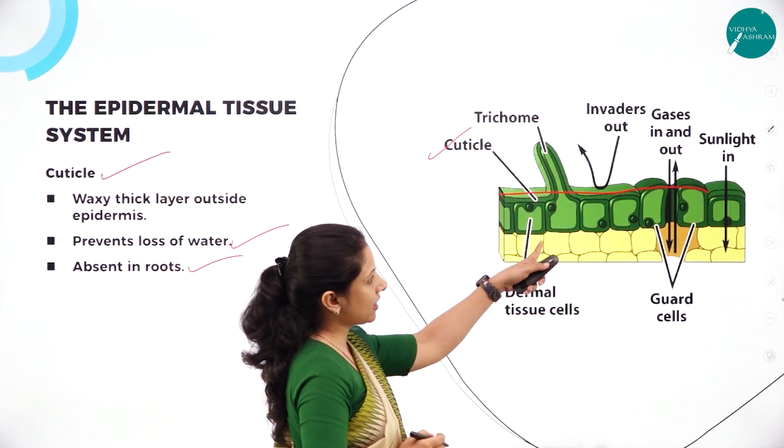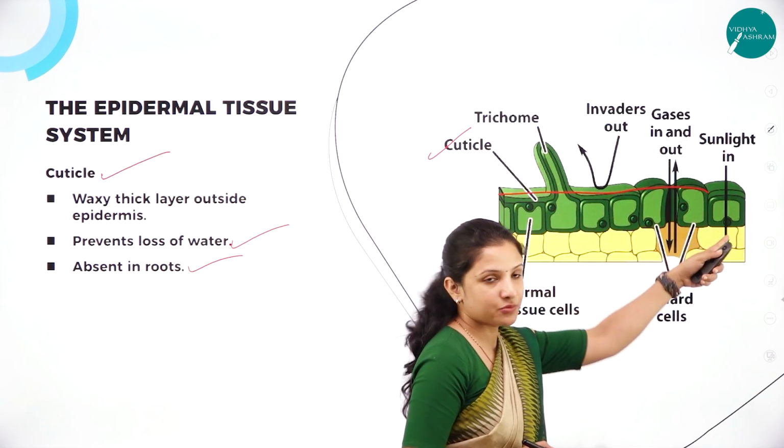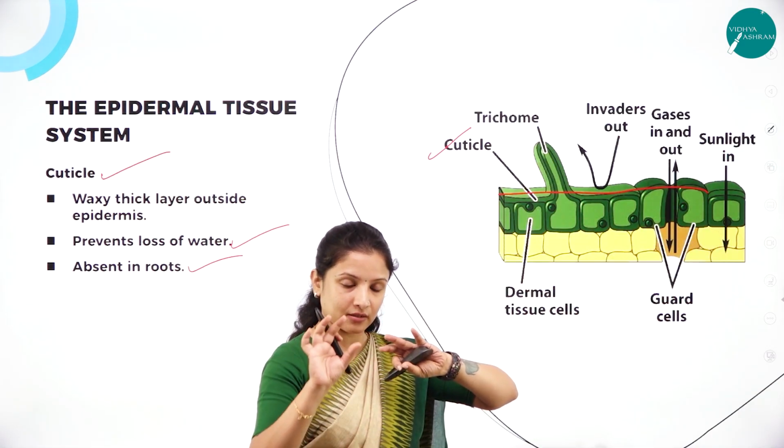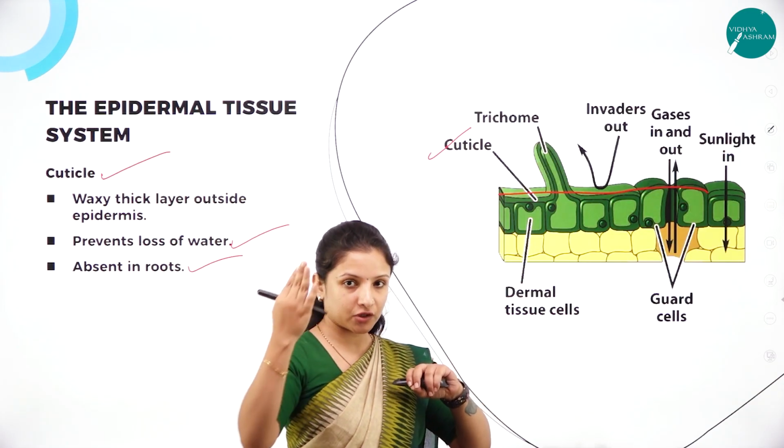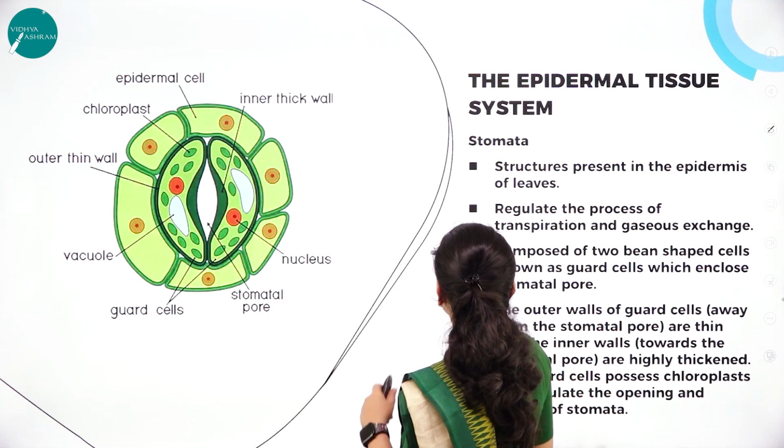So we finished studying about the parenchyma cells, which are elongated, which form a thin continuous layer which is called the epidermis. Above the epidermis is the presence of the cuticle. Next we'll study about the stomata.